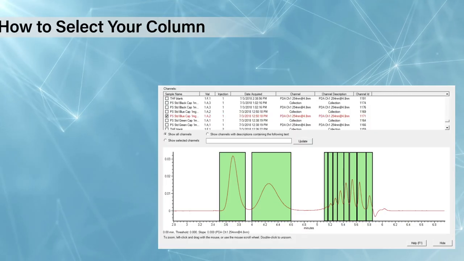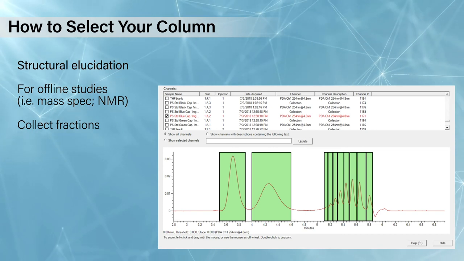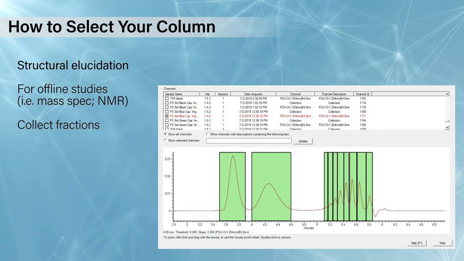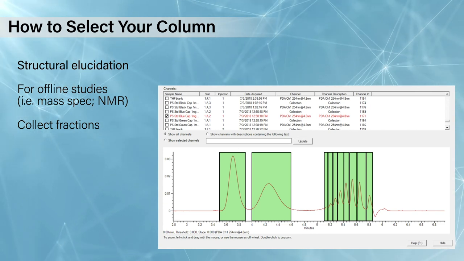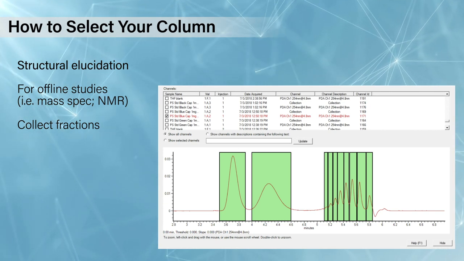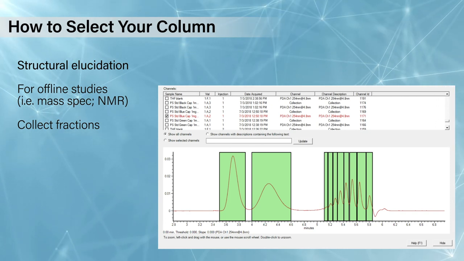You may want to do further structural elucidation studies, so take this offline. For example, take it to an NMR or a mass spectrometer. For this, you can collect fractions off the APC. You collect the smaller fractions, which you can then take offline and do further studies with.